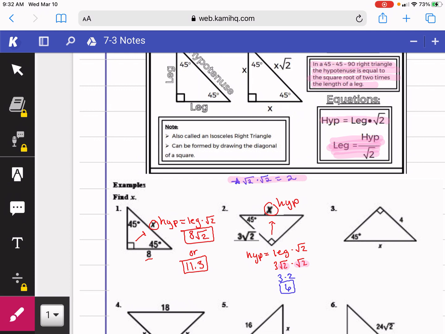Now, in the next problem, we're also finding the hypotenuse. So we're going to do leg times square root of 2. For this one, the leg is 4, so our answer would be 4 square root of 2. If we wanted to get an approximate answer, we would do 4 times square root of 2 on a calculator. That comes out to about 5.7 units for the hypotenuse.